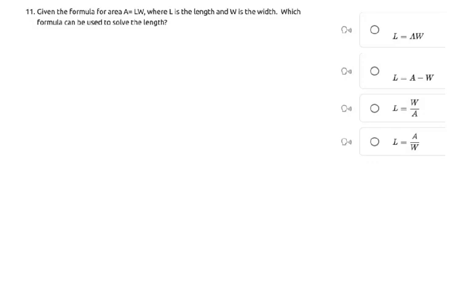Question 11. Given the formula for area equals length times width, you know that formula, where L is the length and W is the width, of course, which formula can be used to solve for length? Can we reorganize it to solve for length? Okay, so check it out. Let's just write the formula. Area equals length times width, all right?